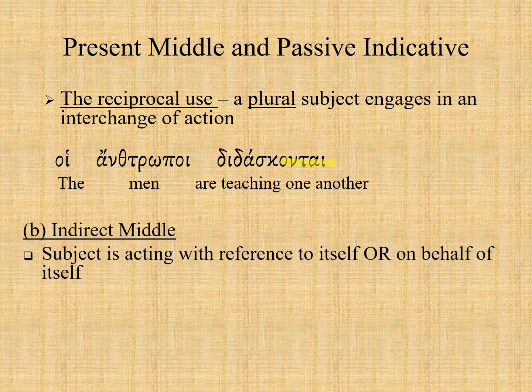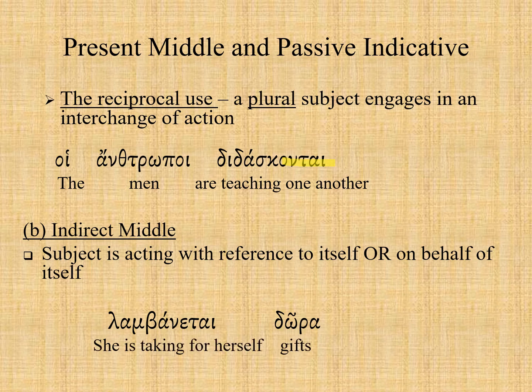We have indirect middle. The subject is acting with reference to itself or on behalf of itself. Lambanetai dora. She is taking for herself gifts, or he is taking for himself gifts. And again, this ending of the verb helps us identify it as middle or passive, and here we interpret it as middle, and as indirect middle, where the subject is acting with reference to itself or on behalf of itself. Perhaps these two examples are not so easy to understand, but once we look at the Greek sentences within a context, they would give us some clues on how to understand, interpret and translate the sentences.